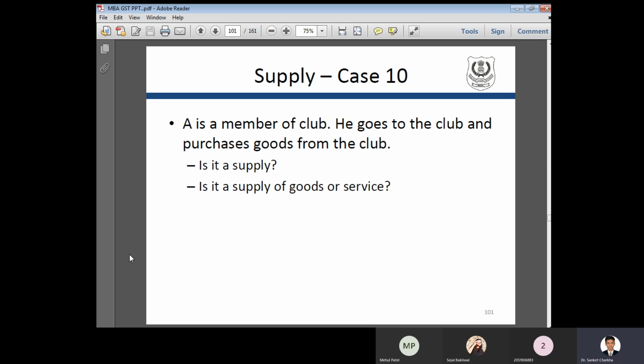A is a member of club. He goes to the club and purchases goods from the club. Is it a supply? यस सर। How? आंसर करेक्ट है, कैसे?